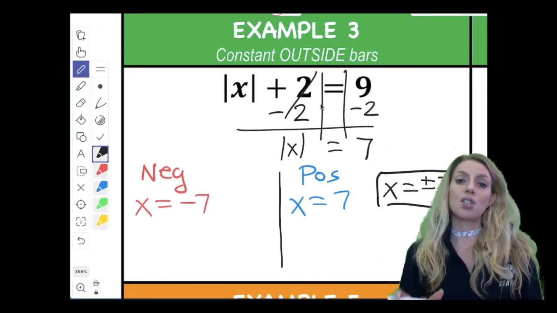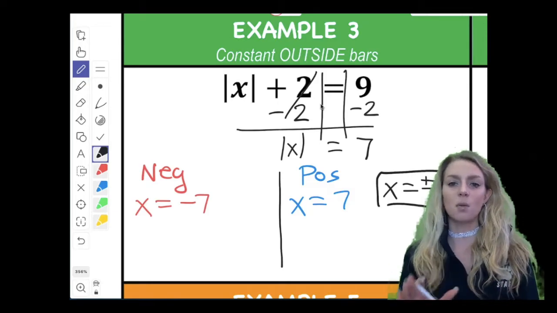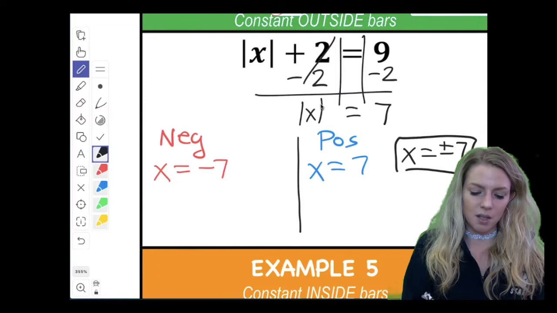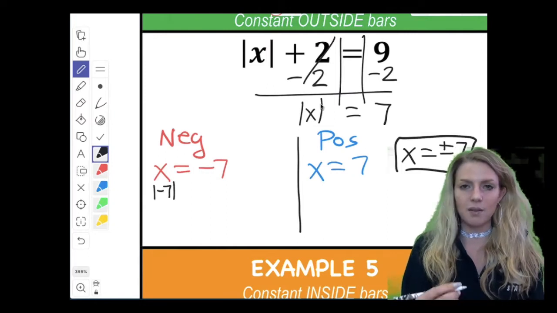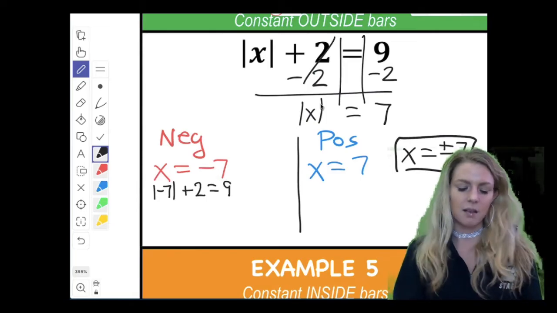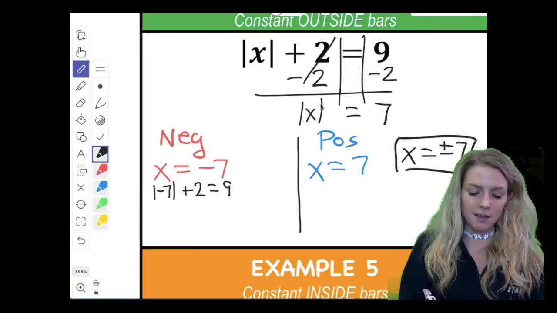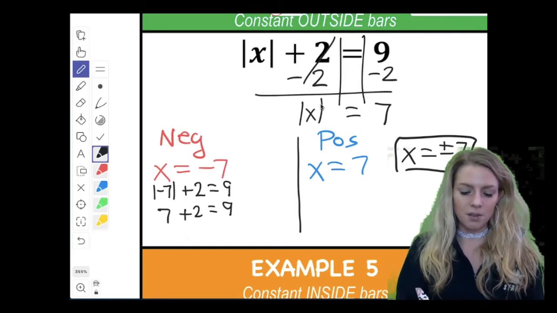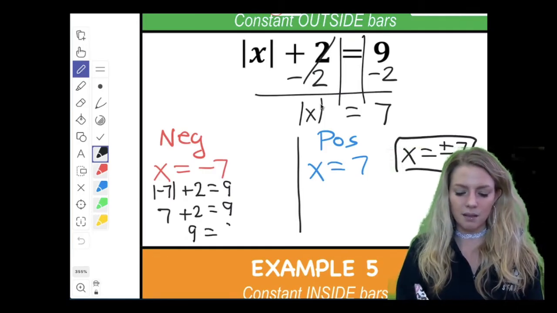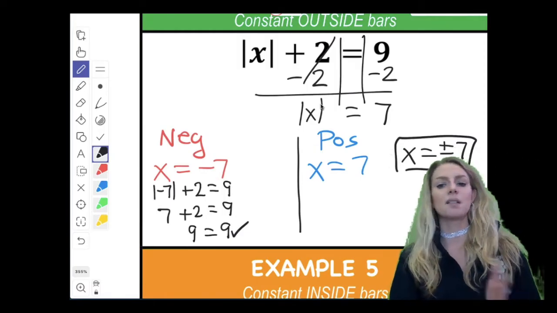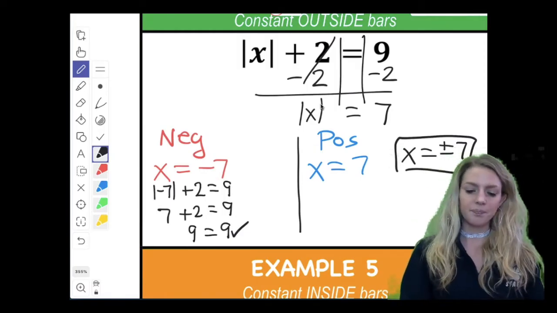I'm going to go ahead and check one of these equations just to make sure we're on the right track. So let's say I plugged into the equation negative 7: the absolute value of negative 7, plus 2, is equal to 9. So the absolute value of negative 7 is 7, and 7 plus 2 is 9. So 9 equals 9. That checked out. We are all set. And you're going to get the same answer if you plugged in positive 7.